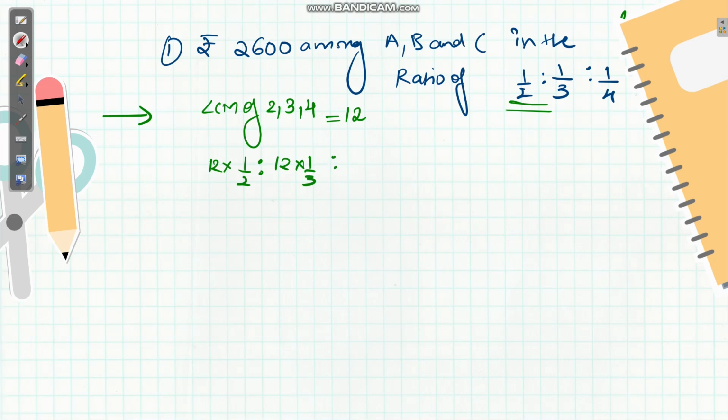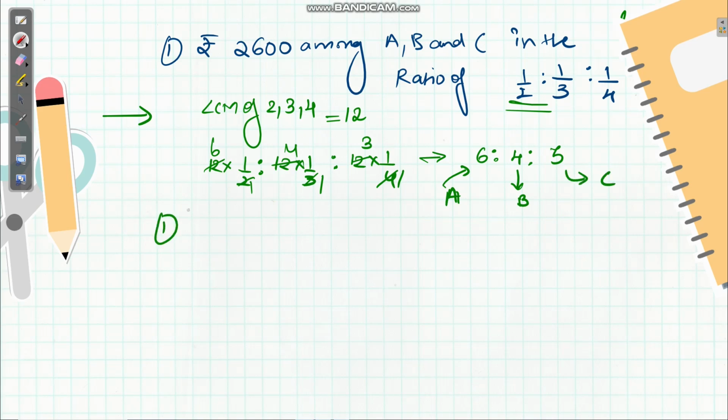So you just multiply 12 with every fraction now. We are doing this in order to get rid of the denominators. Okay, we don't want fractions, we want normal numbers. So 2 ones are 2, 2 sixes are 12, so 6; 3 fours are 12, so 4; 4 threes are 12, so 3. So what we are getting is 6 is to 4 is to 3. Now this is a normal question. This is A's part, right? Because A is mentioned first. 4 parts belong to B and 3 parts belong to C.